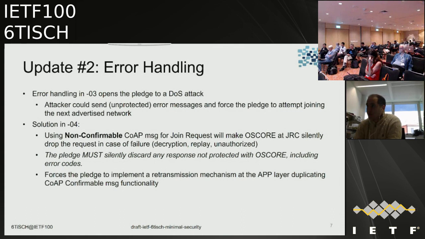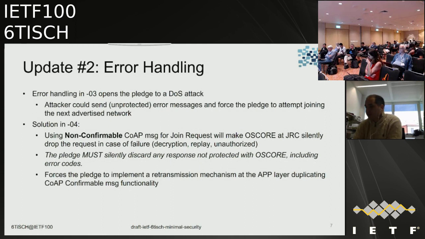And what we did in 04 is that we went completely for a silent drop of any error codes. And to do that, we use a non-confirmable CoAP message for join requests, which makes OSCORE at the JRC silently drop the request in case of failure, which may happen for failed decryption, replay attack, or simply an unauthorized pledge joining. So what we mandate now in minimal security is that the pledge must silently discard any response not protected with OSCORE, including error codes, and this is to ensure that the client, or basically the pledge, does not accept any unprotected messages coming its way.